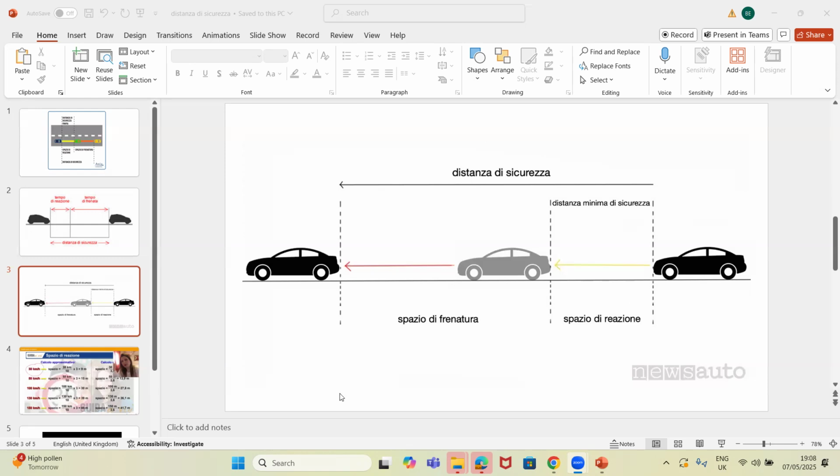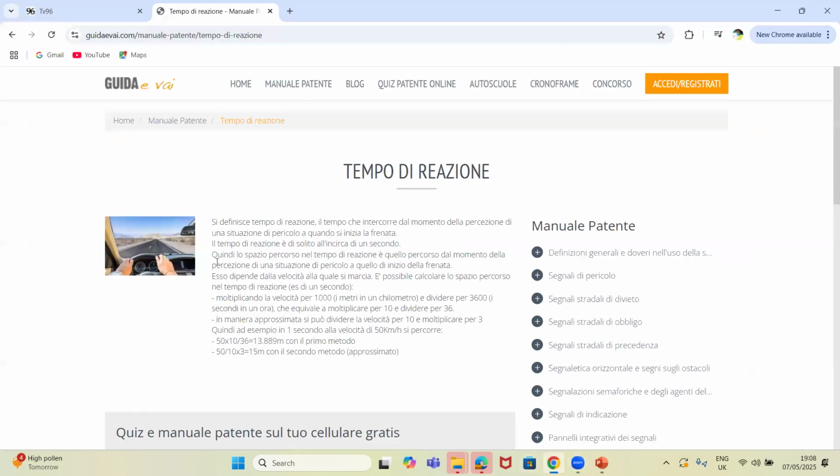All right, let's continue. Now the concept, they said, esso dipende dalla velocità. Now this particular thing they called spazio di reazione depends on the speed. Very, very important. Quindi è possibile calcolare lo spazio di percorso nel tempo di reazione.